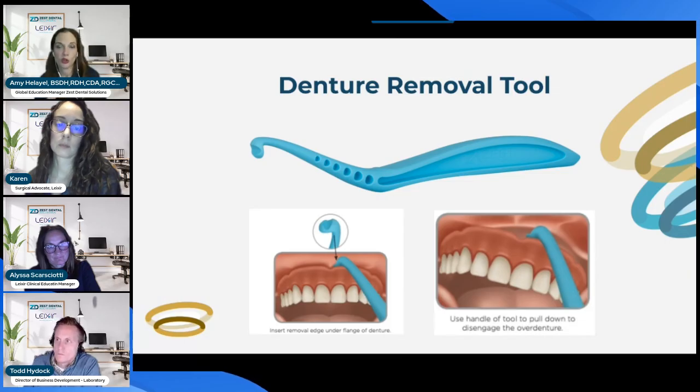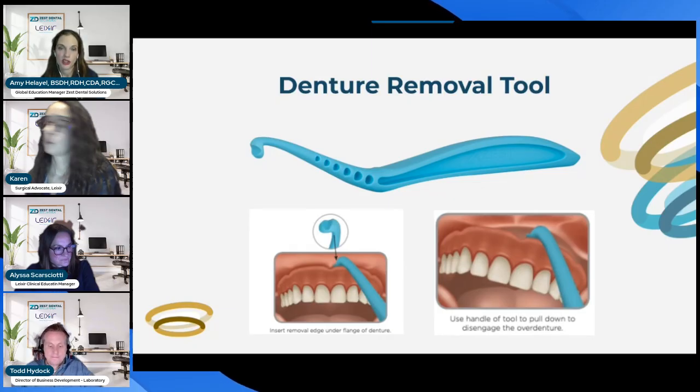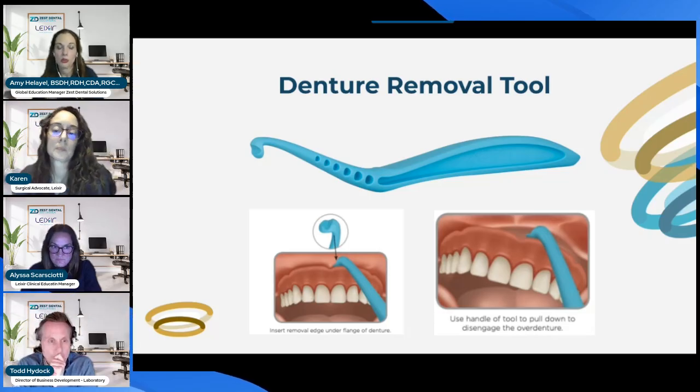Really quick, we also provide a tool at Zest. We have a very convenient denture removal tool. So if your patient is having a hard time removing it with their fingers, or doesn't want to get their fingers in their mouth, we do have a plastic tool that can help remove the prosthesis easier, and just help to get that patient to be more compliant with proper removal, seating, and maintenance of your prosthesis.